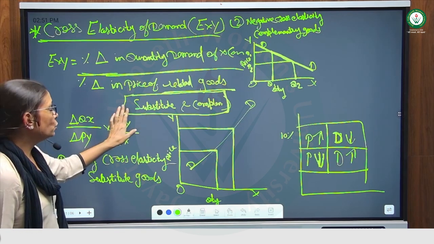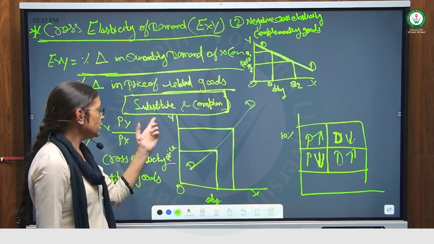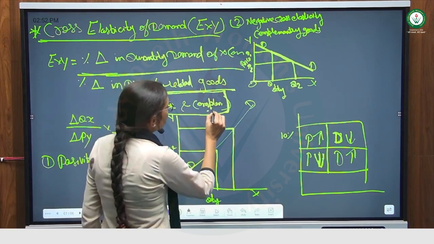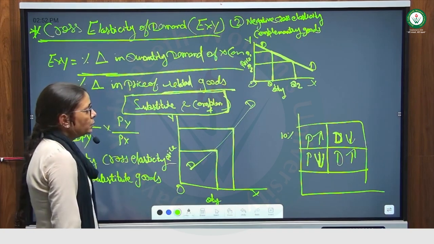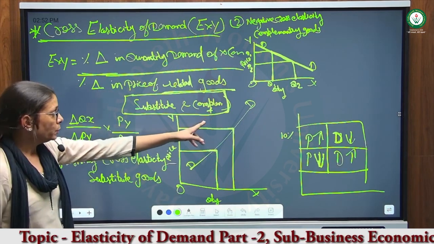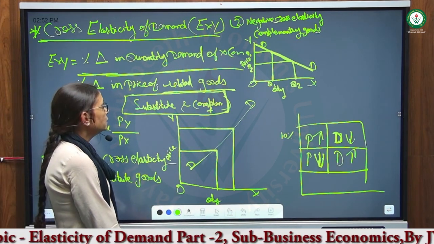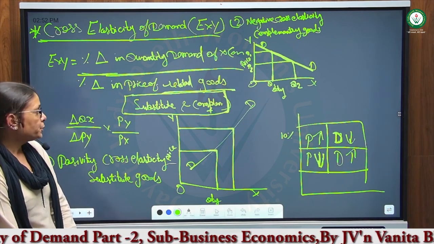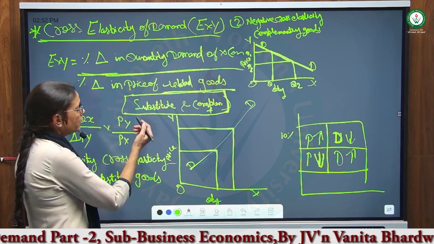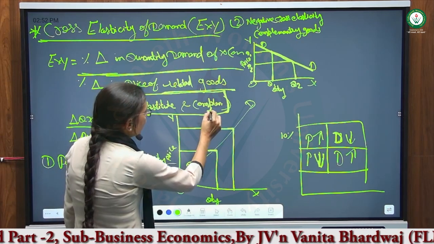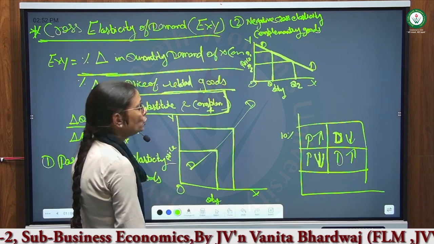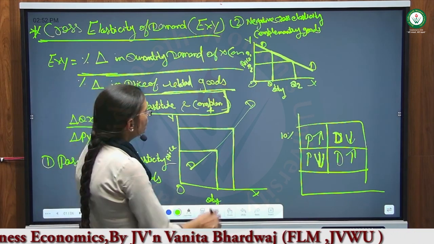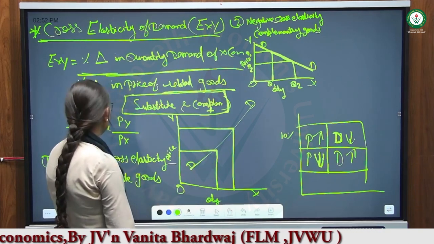Substitute goods are those goods which are used in place of each other, and complementary goods are those goods which are used together. For example, car and petrol are complementary goods, and tea and coffee are substitute goods, because if you have the option, you can use coffee or tea, only one. But in complementary goods you have to use both together. Without a car you can't use petrol, and without petrol you can't use a car. So these are complementary goods.